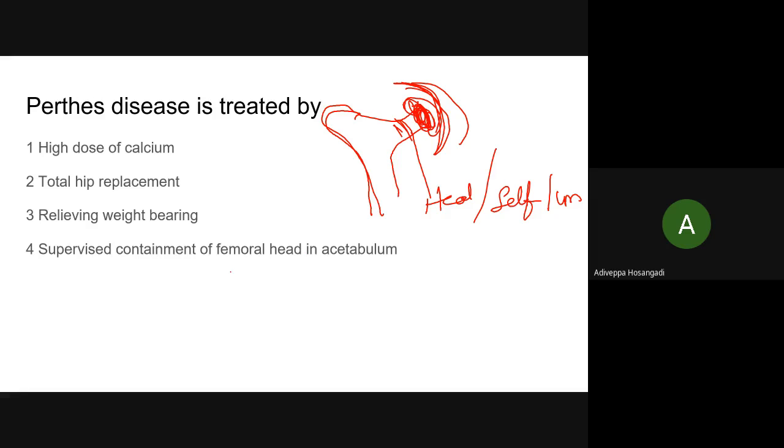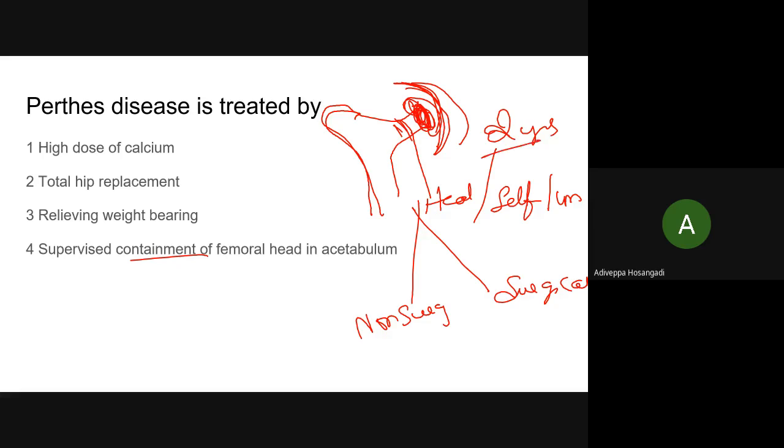So what is the treatment? What are you supposed to do? You have to keep the femoral head all the time in the acetabulum. So how do you do it? You have to do it in two ways, either non-surgical or surgical. You have to keep the femoral head in the acetabulum all the time for the next 2 years, without surgery or with surgery. We'll discuss the surgical options later.